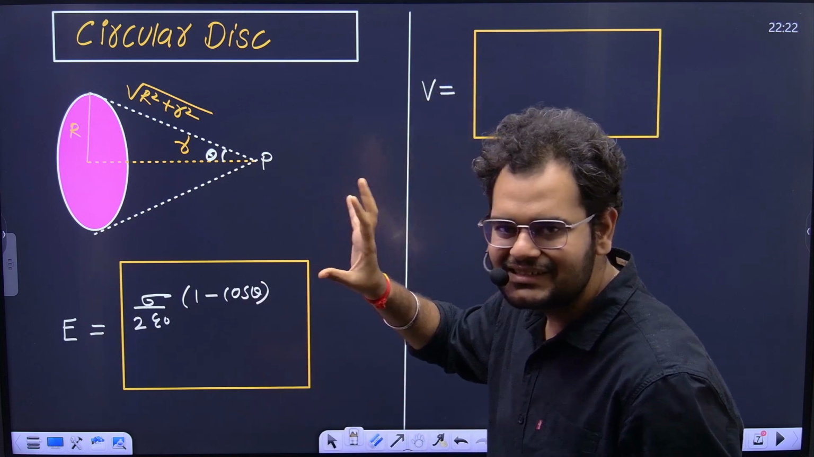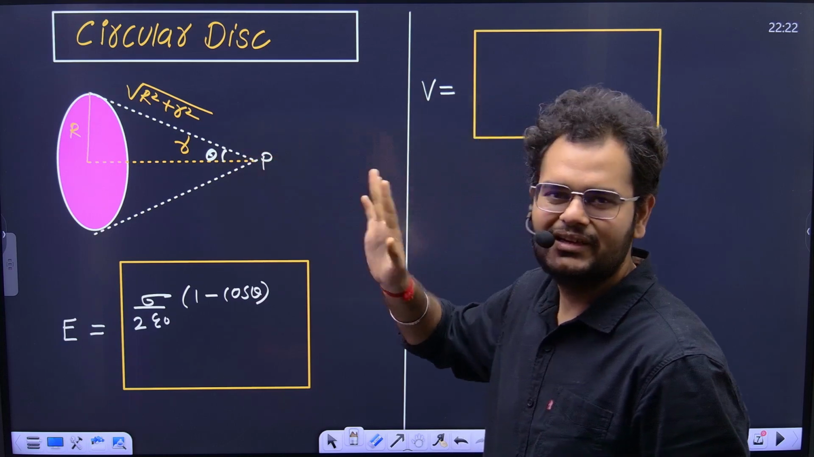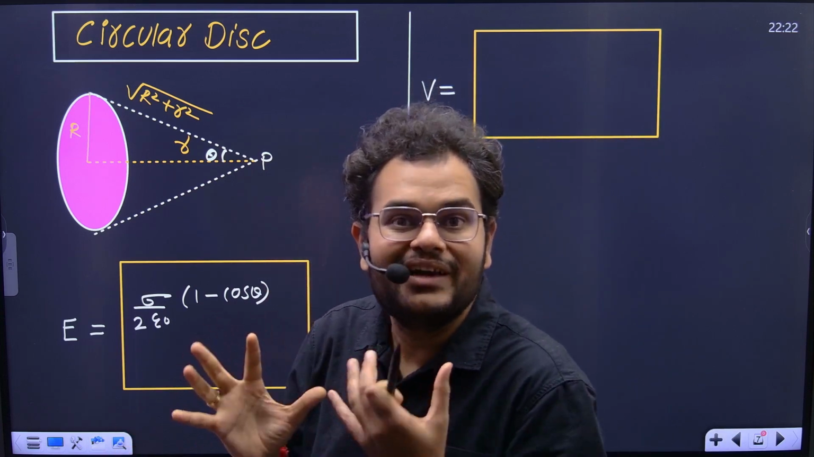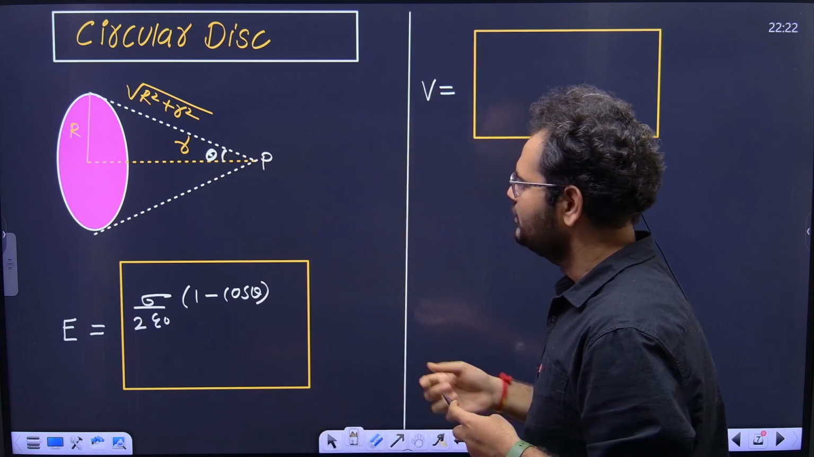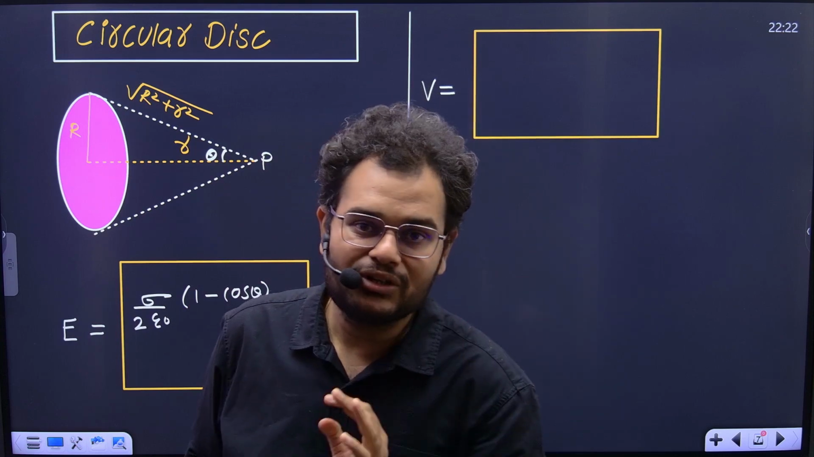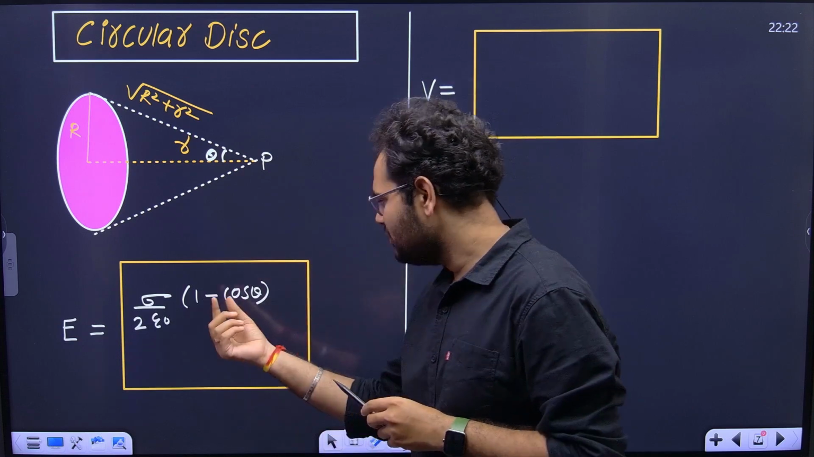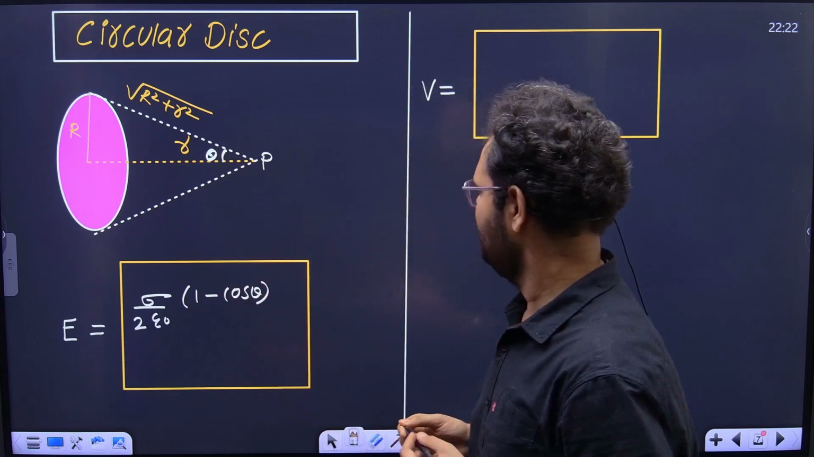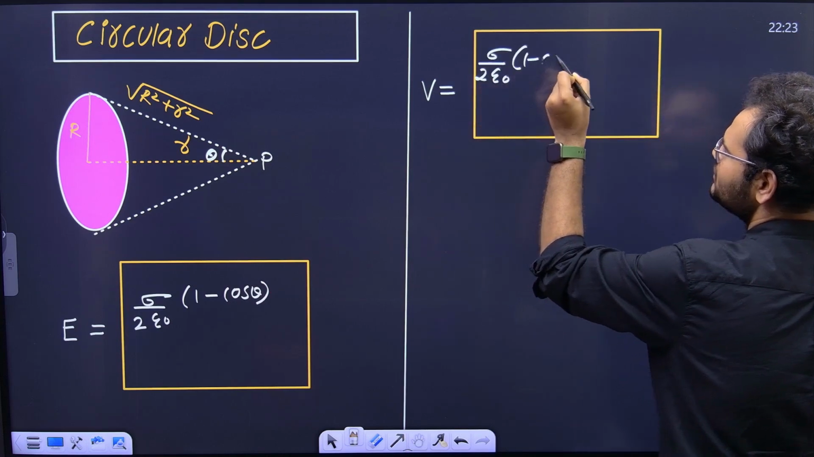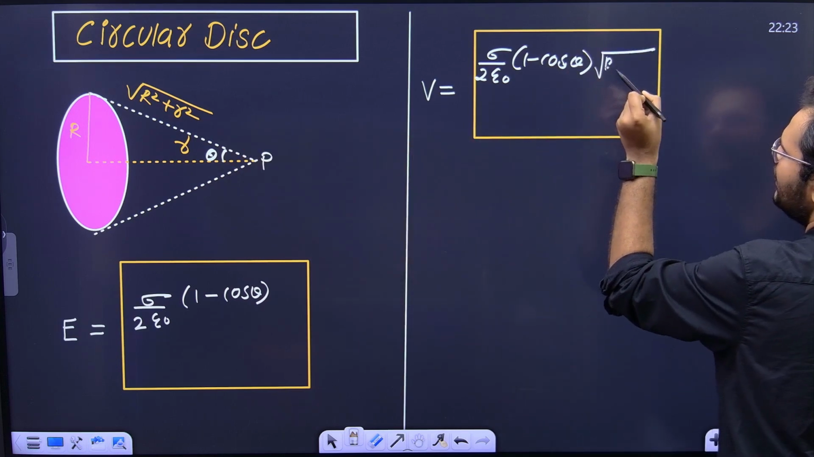First, the disk, where we are looking at the field on its axis, and this angle is theta, the same angle. Ring and disk are more or less the same, you can just consider a disk as made up of multiple rings. For a thin non-conducting sheet, it is sigma upon 2 epsilon naught. So 1 minus cos theta is the extra you have to remember. What about potential? The same formula is there, sigma upon 2 epsilon naught 1 minus cos theta, and the extra that comes is the under root of r square plus small r square.